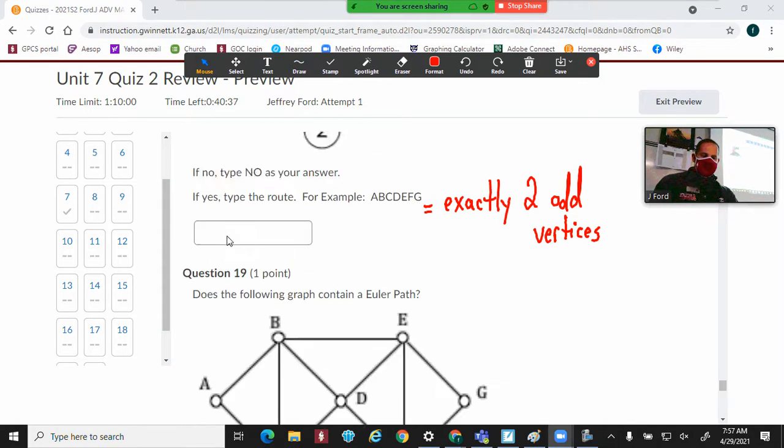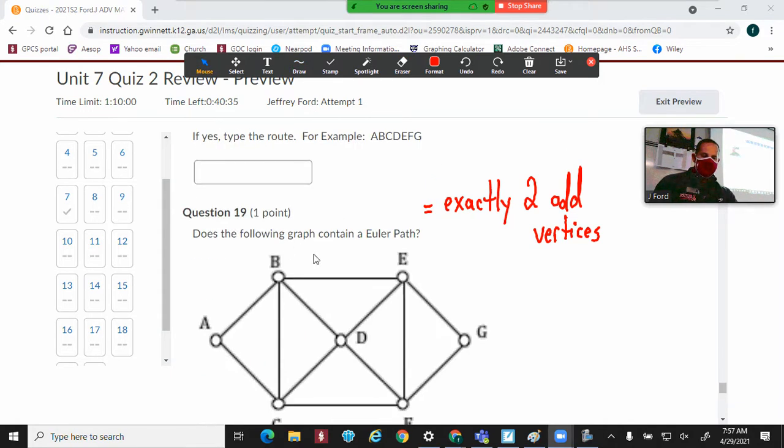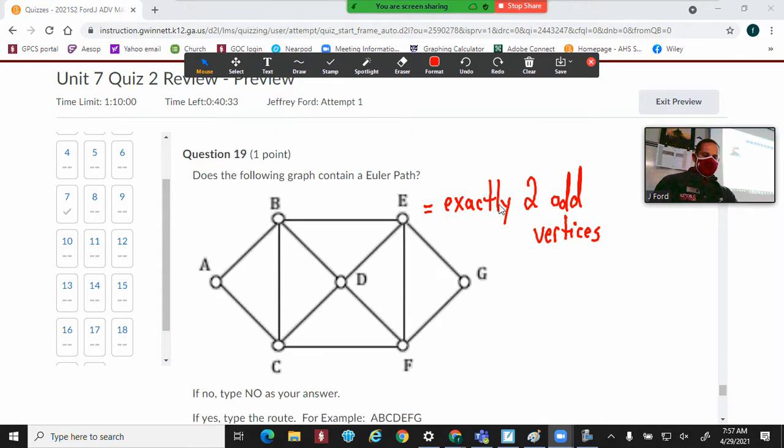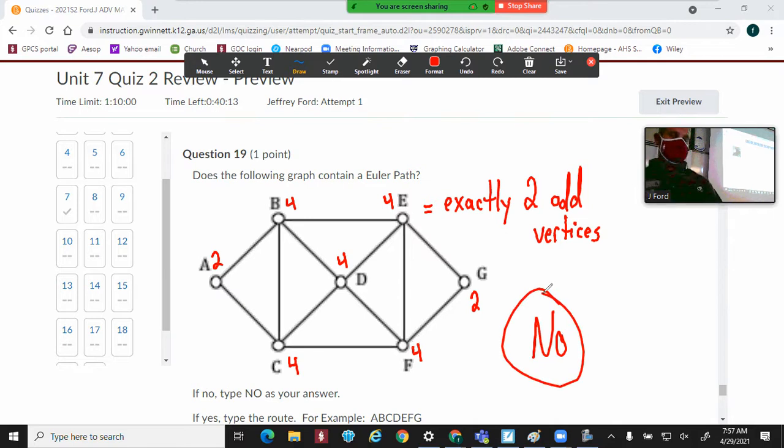All right, 19. Does the following graph contain an Euler path? Again, you have to have exactly two odd vertices. All right, let's see. A is 2, B is 4, E is 4, 2, 4, 4, 4. Okay, they're all even. Because of the fact they're all even, and I have to have exactly two odd vertices, the answer is no. It has an Euler circuit, but just not an Euler path.